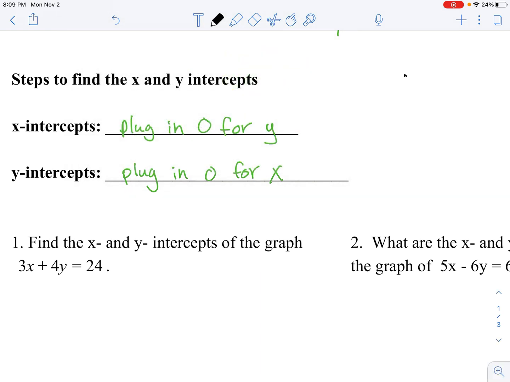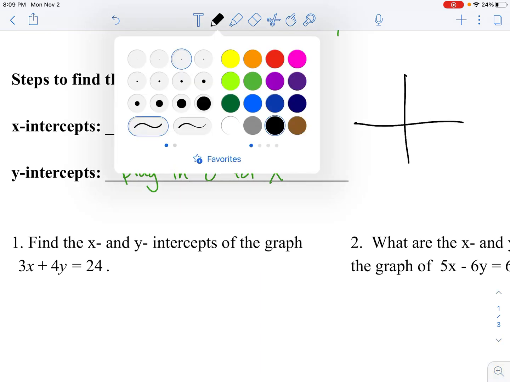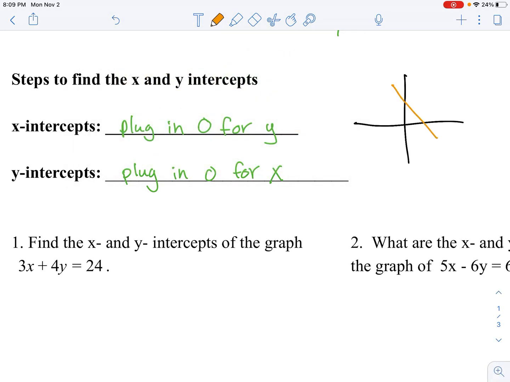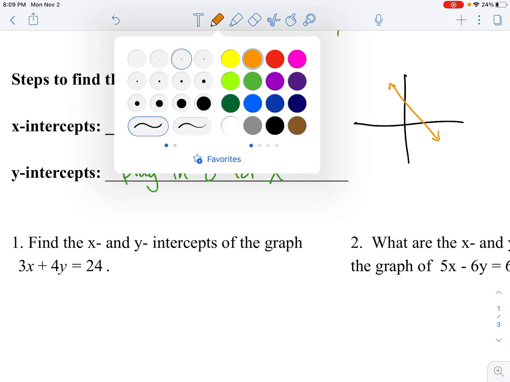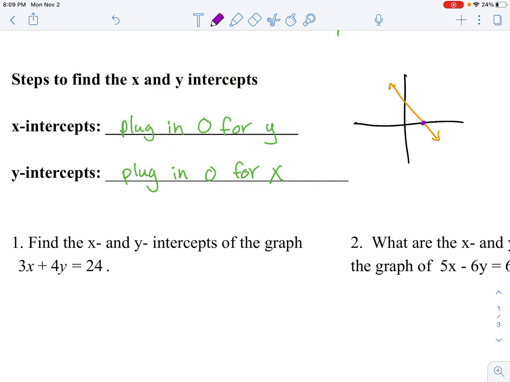The reason that works is because if I were to, for example, have a line like this, there's my line. If I'm trying to find my X-intercept, it's right there. And whatever that point is, we don't know what the number is because I don't have the dashes on there. So we don't know what the number is for the X value of that point. So I'll just put X.